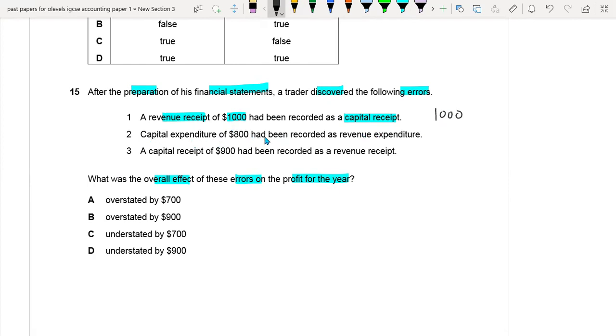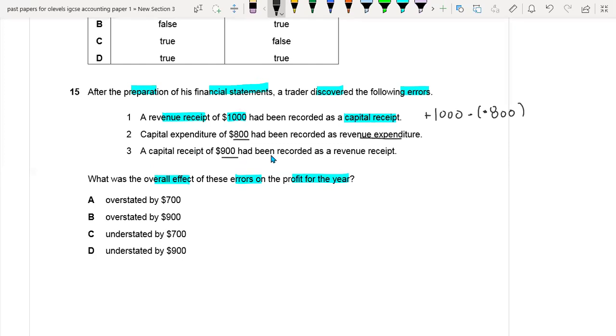Capital expenditure of 8,000 had been recorded as a revenue expenditure. Okay, so as you can see, the capital expenditure of 800 had been recorded as a revenue expenditure. So it means that we have increased our expenses. So that's why we have to decrease our expenses by deducting it. So minus 1,000 and add 1,000 and minus 800, sorry. Because we are going to minus it, we are just using the minus sign here. And because in front of the 1000 there is no sign, this would be your plus sign.